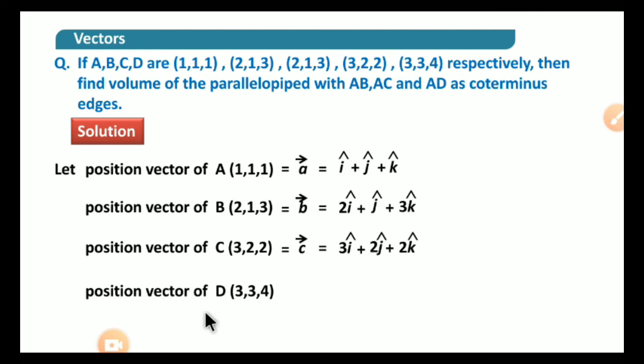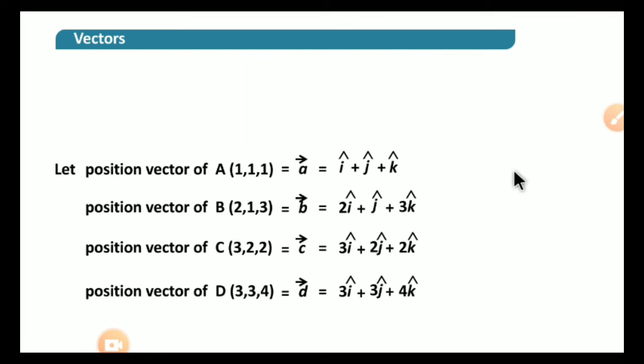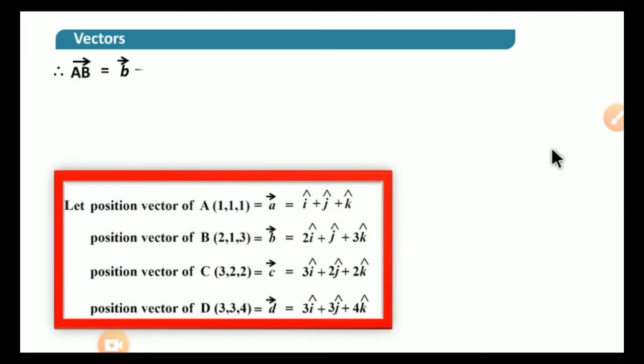And next, the position vector of the point D contains 3, 3, 4 coordinates. Therefore, vector D is equal to 3i plus 3j plus 4k. Now, after finding all the position vectors, now find out AB. So that is B minus A.